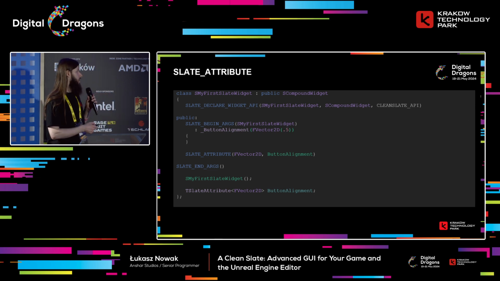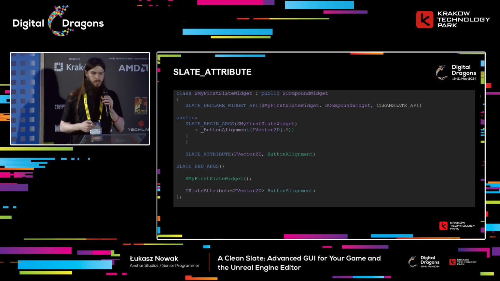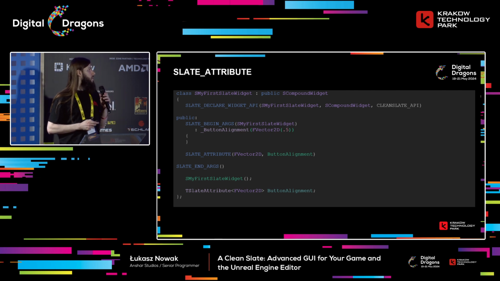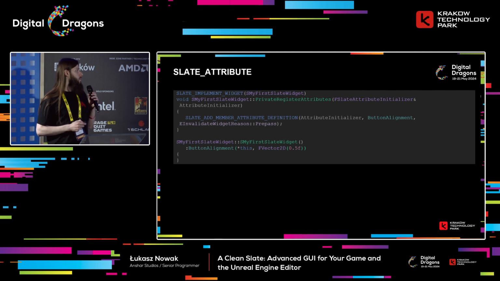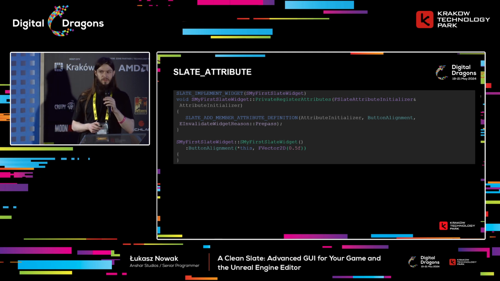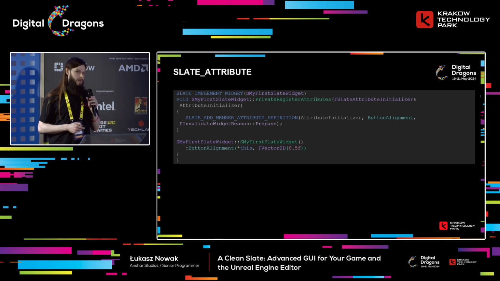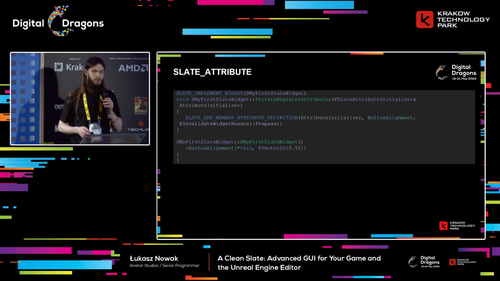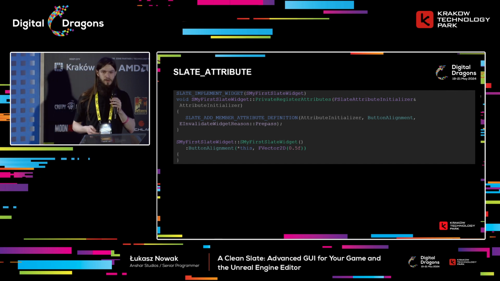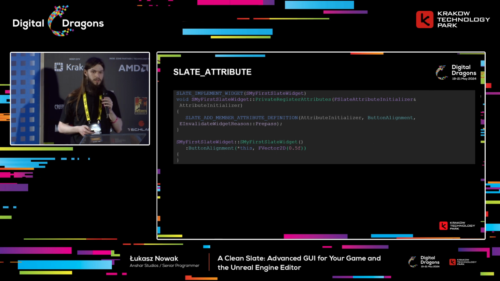And now I need the constructor to initialize this TAttribute, sorry, TSlateAttribute. In the CPP file I also need another huge macro. Like I did warn you that Slate is macro heavy, but all of this can basically be copied from existing Slate classes. So if you ever get lost, just look at, for example, a slider or an SButton, and go through there.